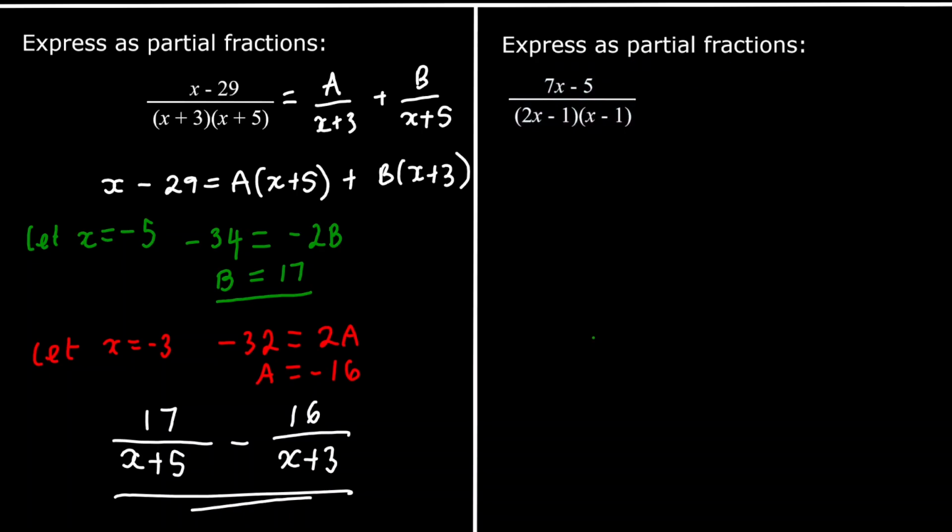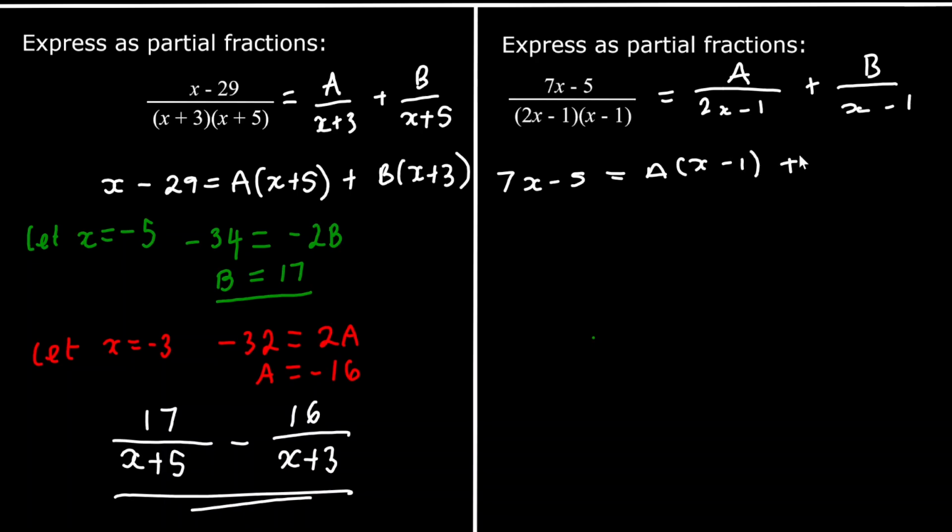So we're going to split it into partial fractions. It's going to be something over 2x minus 1 plus something over x minus 1. Multiply through by the denominator. 7x minus 5 equals a. So times by 2x minus 1, that cancels, and then times by x minus 1. Times by x minus 1, that cancels, and 2x minus 1.